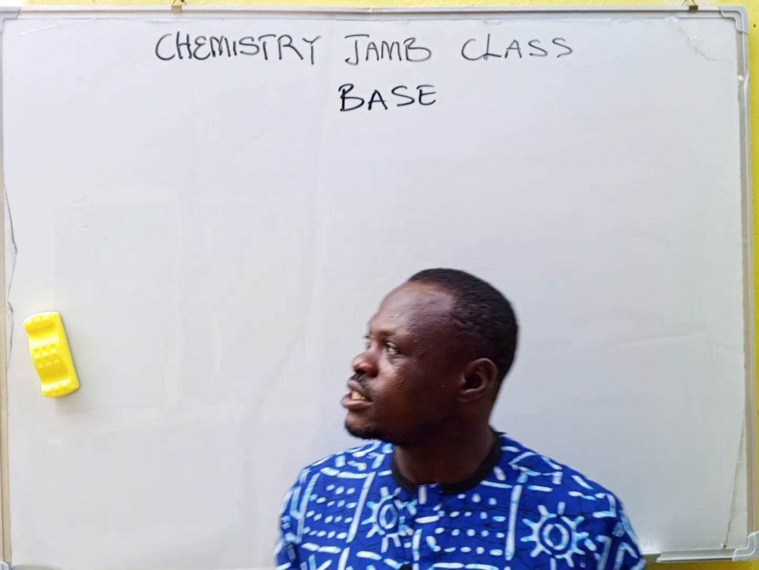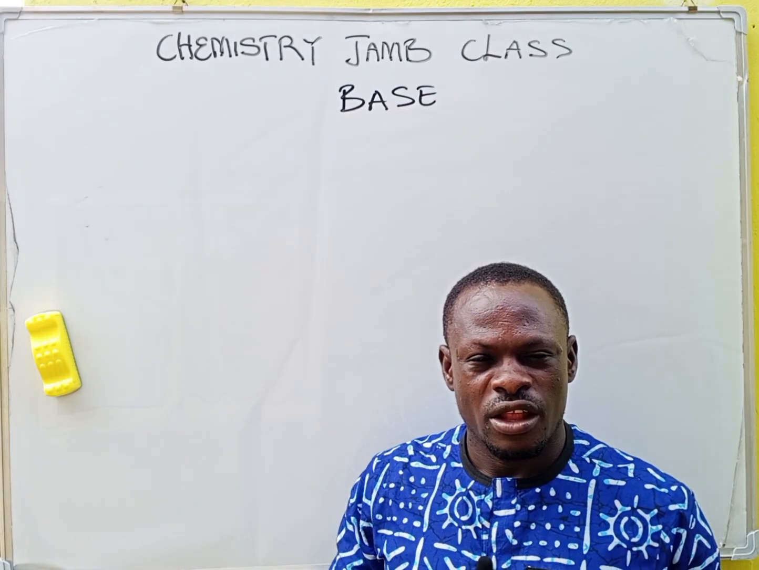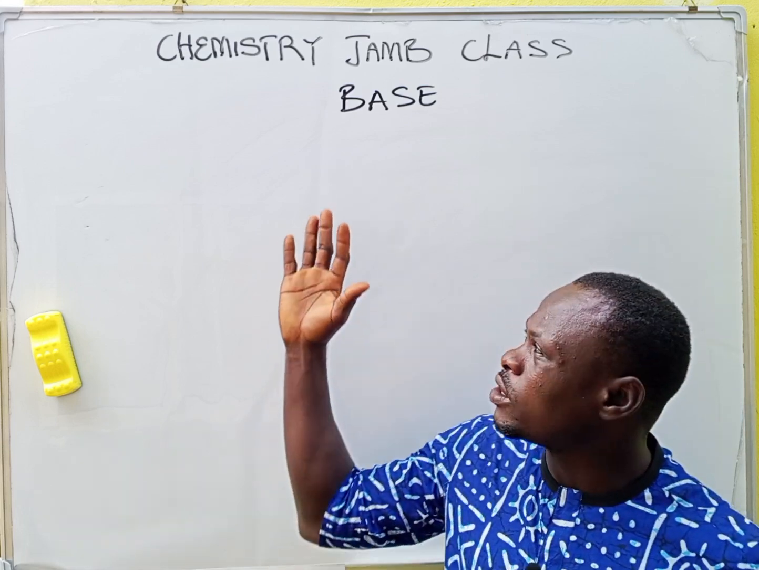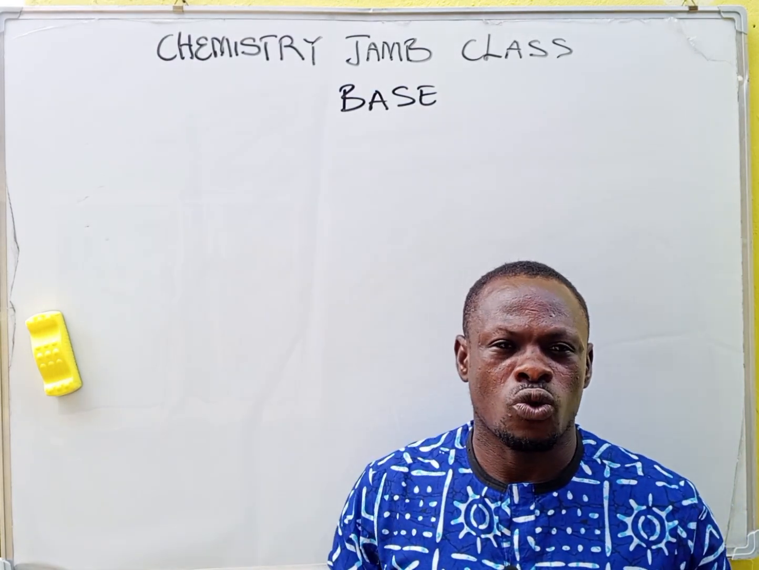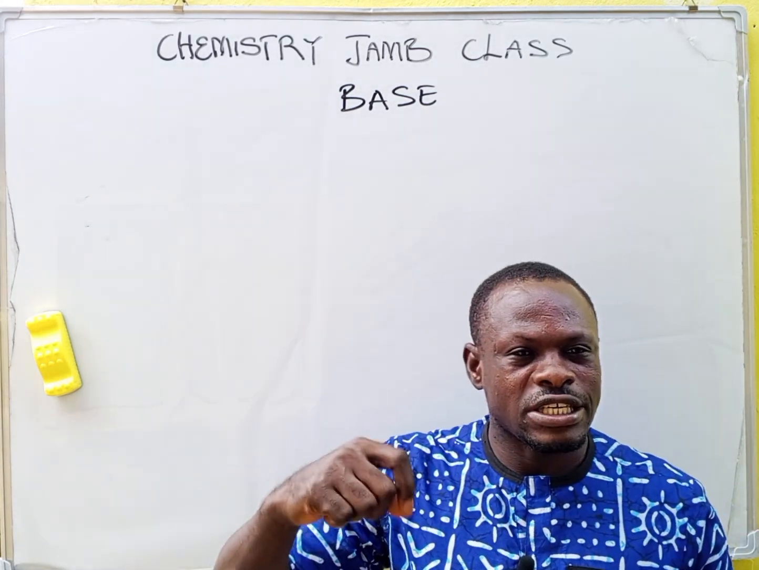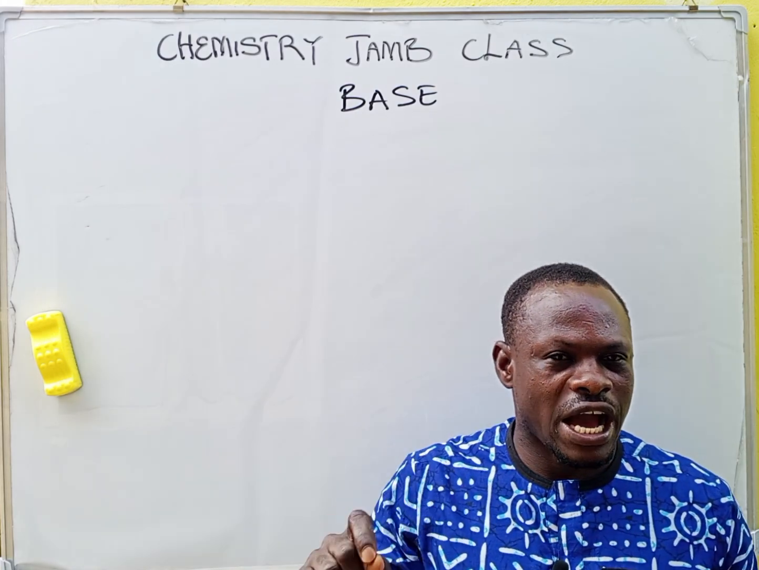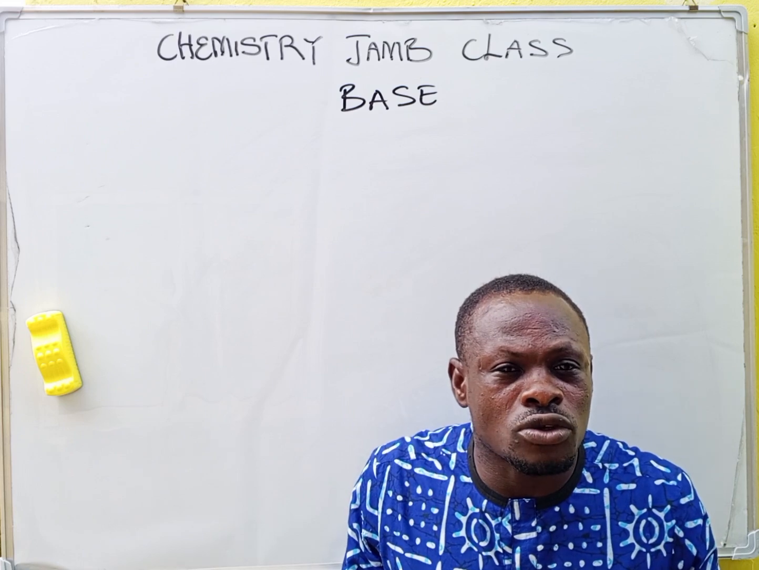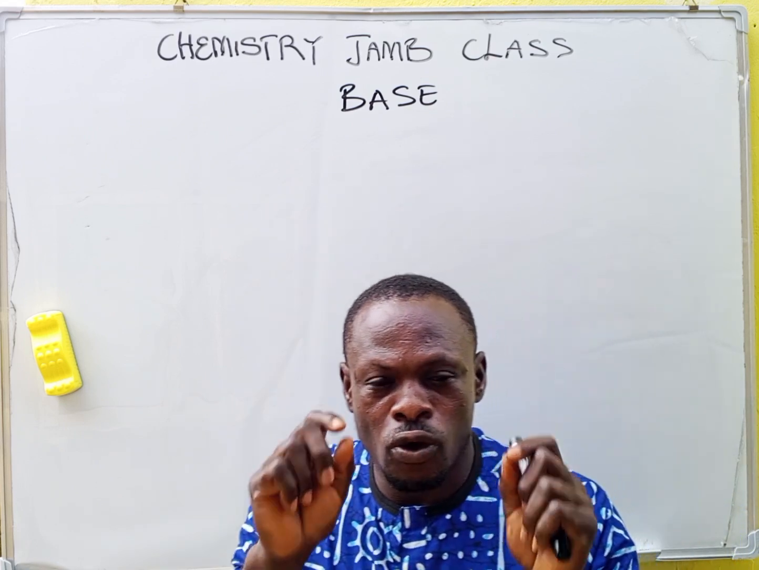Now, let's look at this topic. Base. What do you understand by base? Now, base, there are some keywords that you need to know when you talk about base. And I'm going to say that here in this video, so don't miss out. When we talk about base, base is a substance that neutralizes acid to form salt and water. How do I know a substance that neutralizes acid to form salt and water? Don't worry, there are two major things that you need to know that make a base.